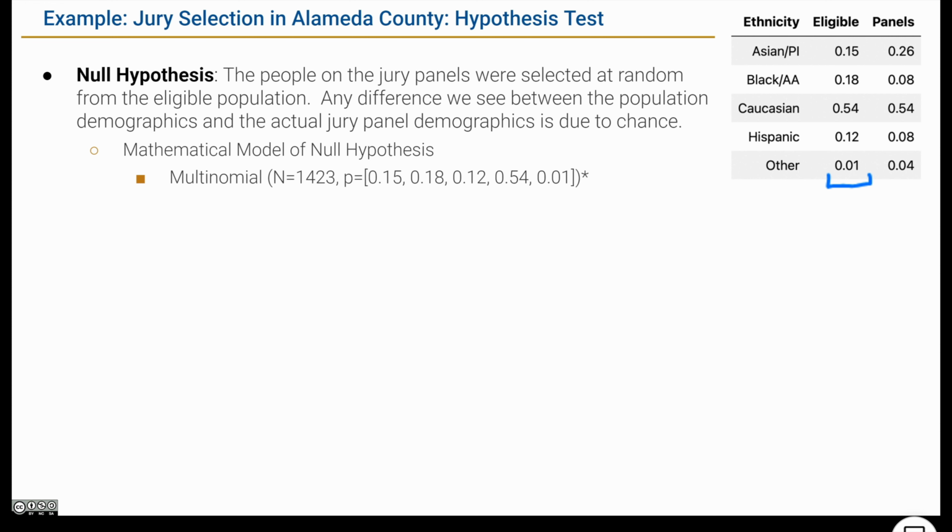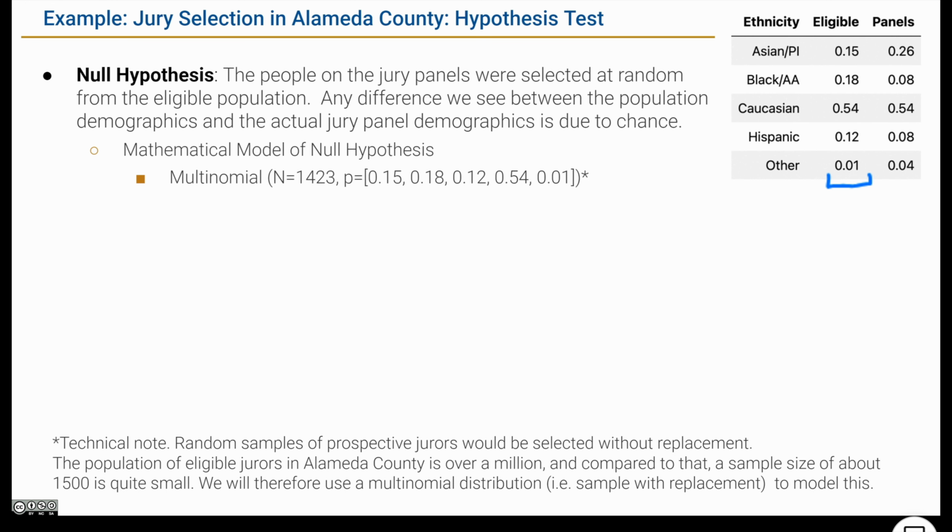Now, I'm going to put one little asterisk to this, because in using a multinomial, we're basically assuming that we are randomly sampling with replacement each time we sample a new prospective juror. And in theory, what they did in the actual jury selection was probably random sampling without replacement. And it's okay for us to model this using replacement because the population is huge compared to the sample size. So us using a multinomial distribution, which is IID, is fine to model this situation where they likely sampled without replacement.